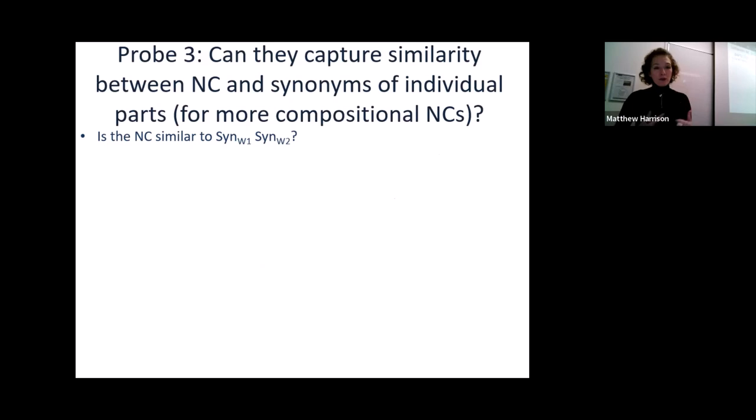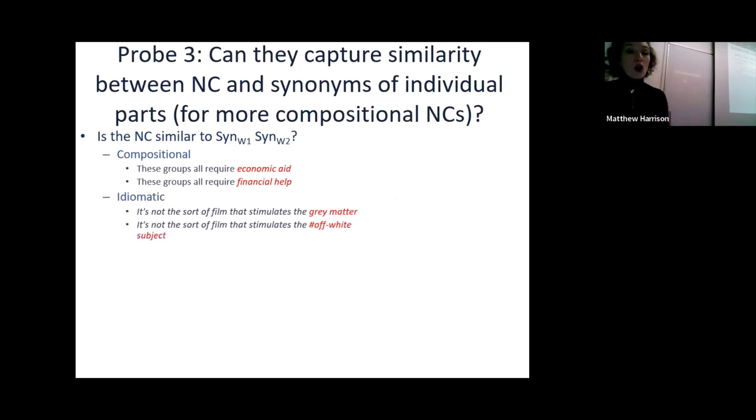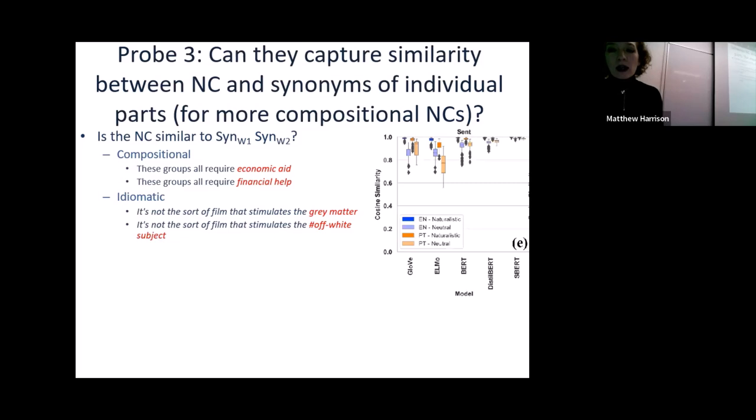So then we did our third test, which was to replace the compound by the synonyms of the individual words. So in the case of economic aid, it would be financial help, so it works because it's more compositional. But in the case of gray matter, it would be off-white subject, right? And so our expectation was that it could work for compositional cases, but the model shouldn't think that the idiomatic replacements were similar. But once again, when we looked at the similarities, all very high similarities there for both languages.